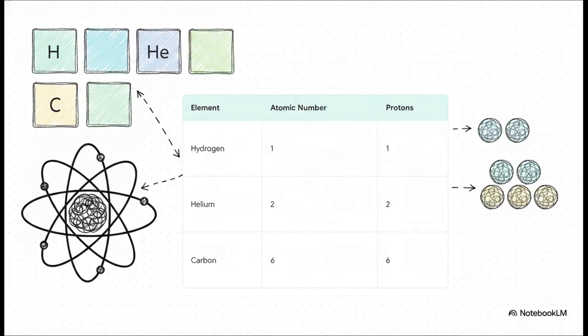The secret to pulling off this massive organizational feat is the atomic number. Think of it as the element's ultimate ID badge. This number perfectly matches the number of protons we just talked about. So hydrogen's atomic number is 1, meaning it has 1 proton. Helium is 2, so it has 2 protons. Carbon is 6, so you guessed it, 6 protons. The periodic table just elegantly arranges all known elements by this increasing atomic number.